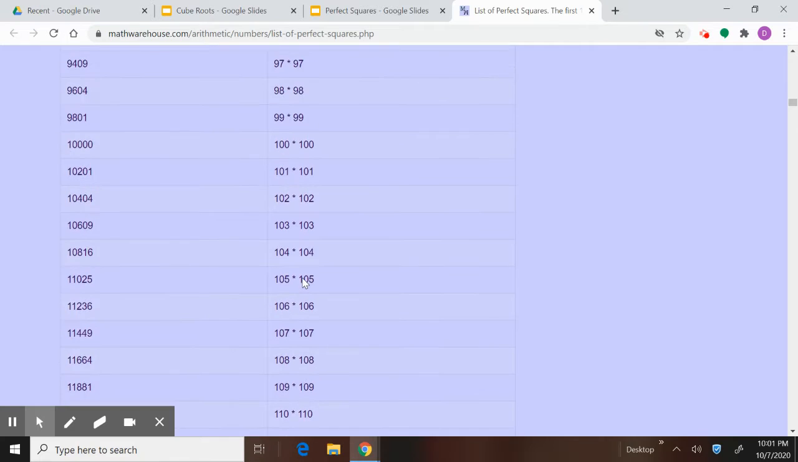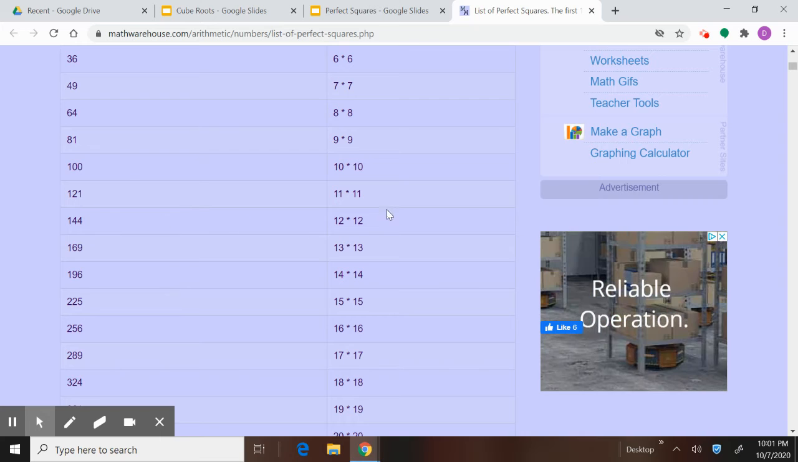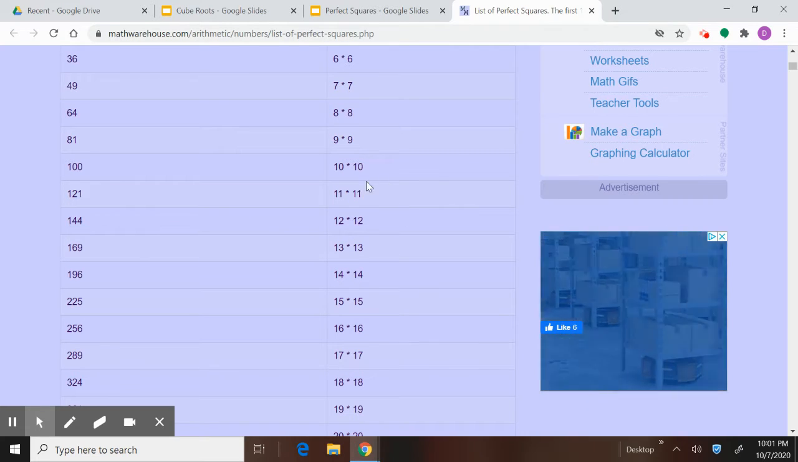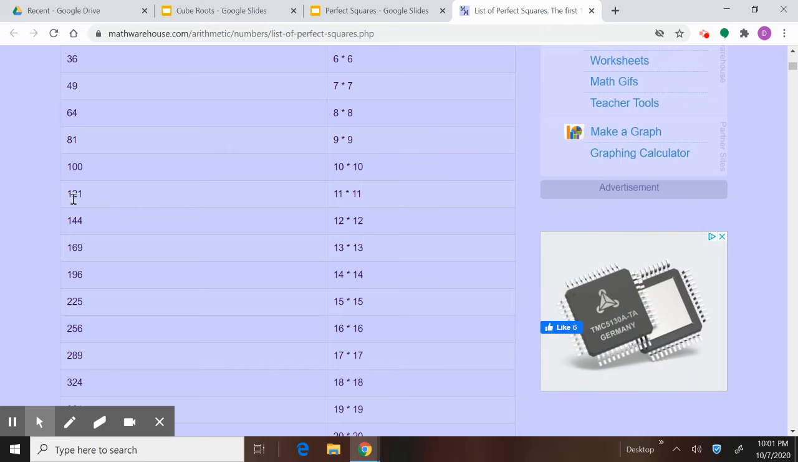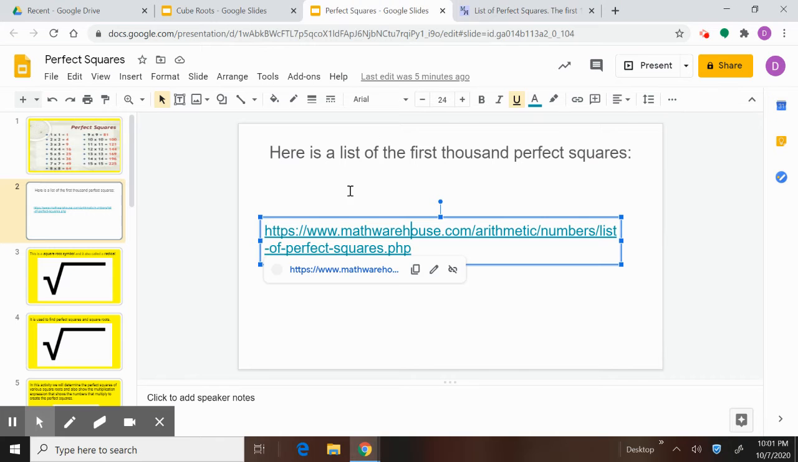For example, the perfect square 47,961 is made by multiplying 219 times 219. The perfect square 121 is made by multiplying 11 times 11, etc. So hopefully you see that a perfect square is made by a number times itself. 11 times 11 gives you the perfect square of 121. 12 times 12 gives you the perfect square of 144, etc.